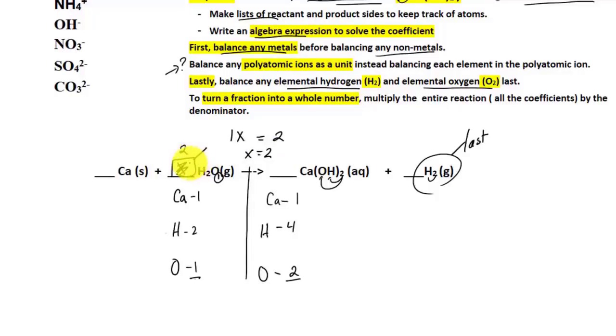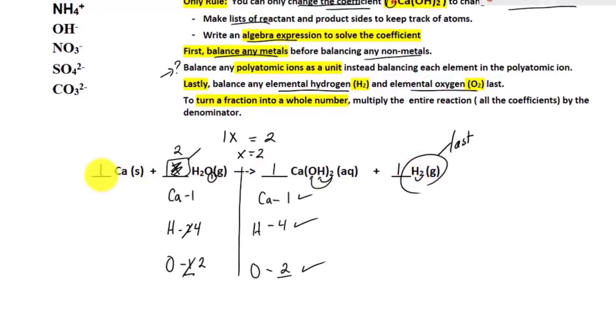So now let's recount. Because you put a coefficient there, it affects every single element in that compound. So we have 2 times 2, that gives us 4 hydrogen. What about 2 times 1? That gives us 2 oxygen. So again, this is a list for us to keep track. Now, are all of them balanced? Yes, the calcium is, the hydrogen is, as well as the oxygen. What do we do with all the ones that don't have a coefficient? Well, of course, it's going to be 1. And that's all we have to do.